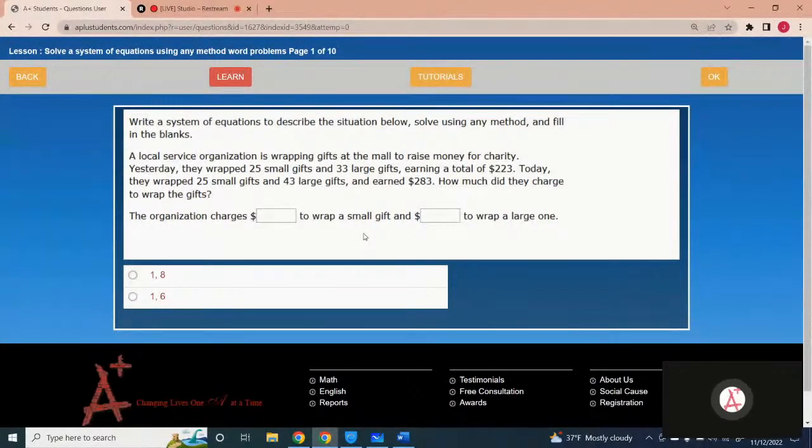A local service organization is wrapping gifts at the mall to raise money for charity. Yesterday, they wrapped 25 small gifts and 33 large gifts, earning a total of $223. Today, they wrapped 25 small gifts and 43 large gifts and earned $283. How much did they charge to wrap the gifts?